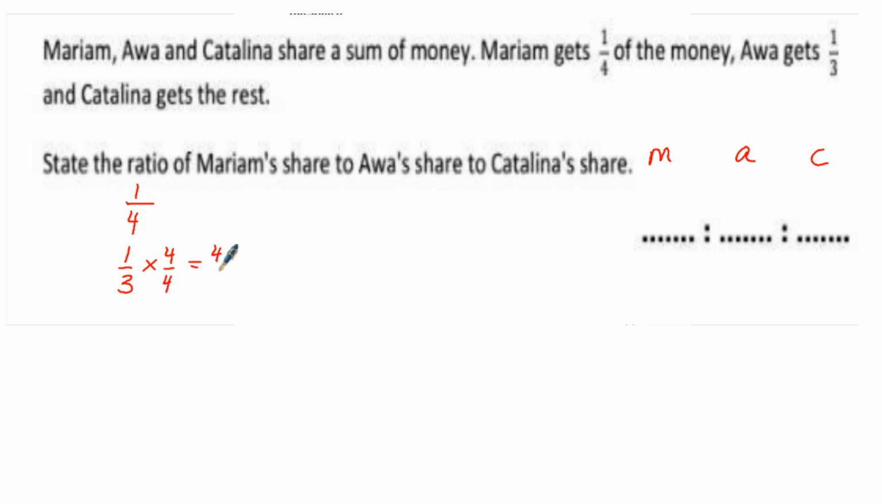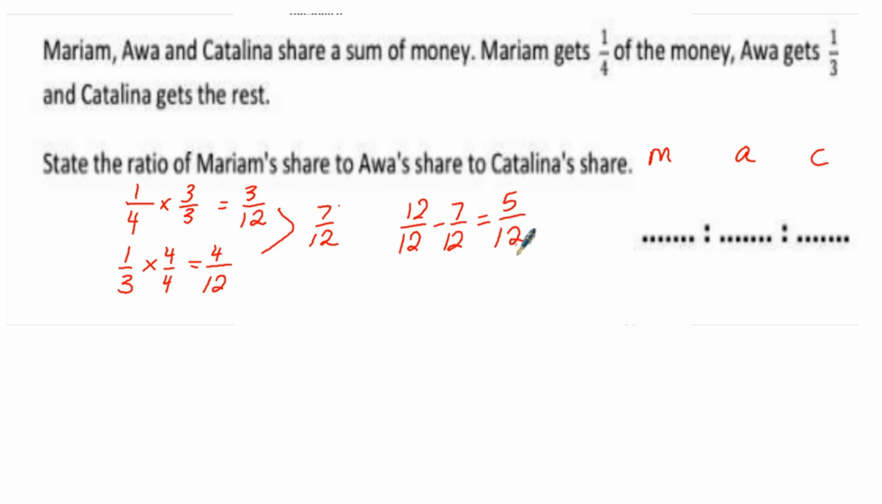To solve this, we have to make our fractions have a common denominator. In this case, the denominator is 12. When we add the fractions, we get 7 over 12. We subtract 7 over 12 from 1 whole, or 12 over 12. We get 5 over 12. We will write the numerators as our answer, 3 to 4 to 5.